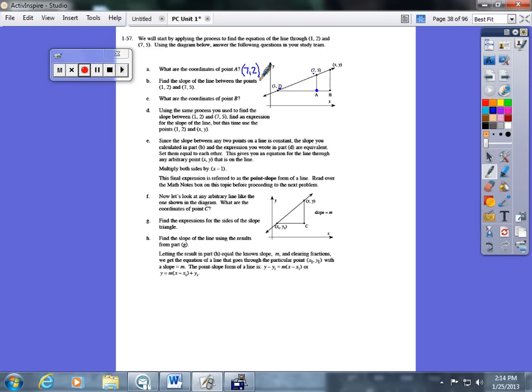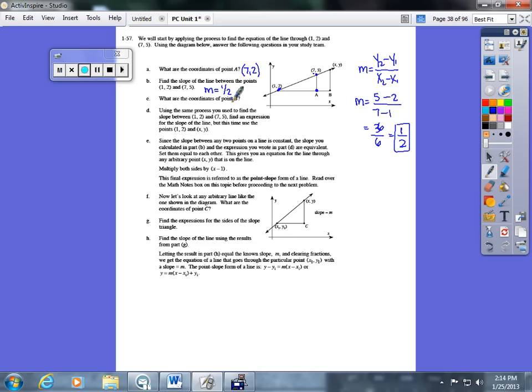Find the slope of the line between the points 1, 2, and 7, 5. So between this point and this point, what's the slope? We have an equation for slope. A little review here. It's y2 minus y1 over x2 minus x1. So our slope there would be 5 minus 2 over 7 minus 1, which ends up being 3 over 6, which is 1/2. So our slope between those two points equals 1/2.